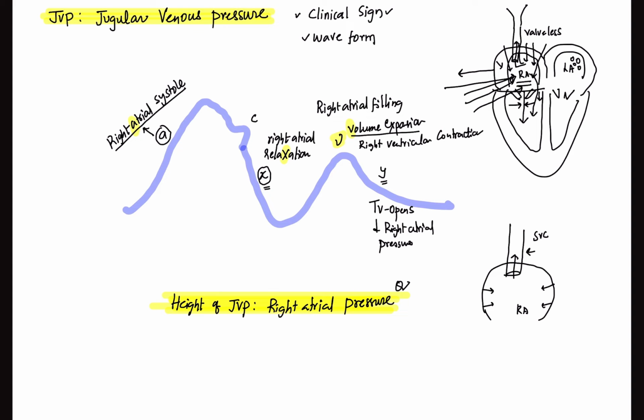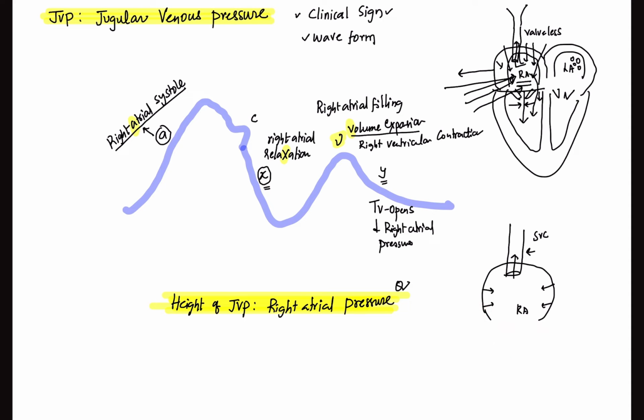Now quickly look into the different waveforms. We have the A wave, X descent, V wave and Y descent. Now you can ask me, what is the C wave? Whenever the right atrium is contracting, why does it contract? The right atrium contracts so that the blood can enter the right ventricle. So at that time the tricuspid valve is open. But when the right atrium is relaxing, the X descent is coming. During that time, the tricuspid valve will close.